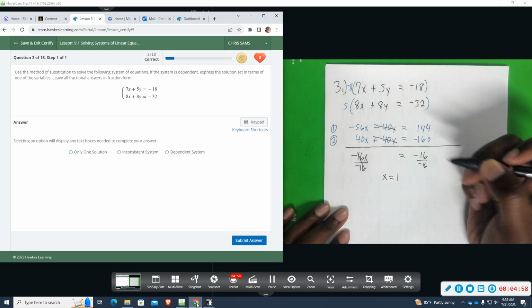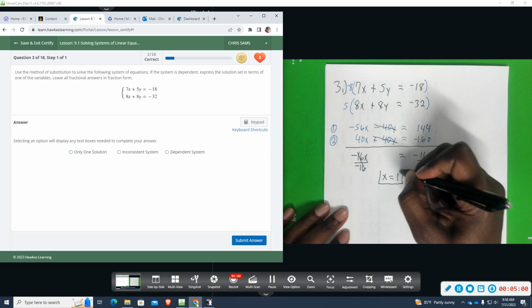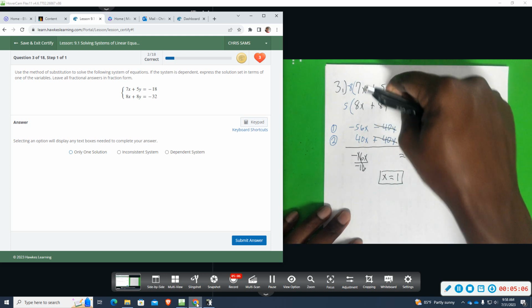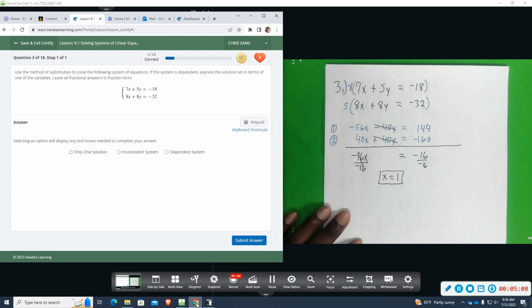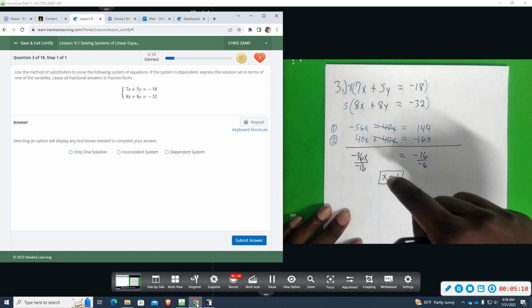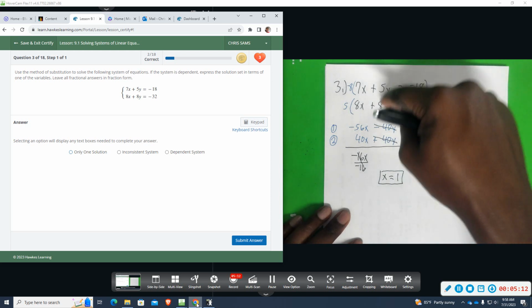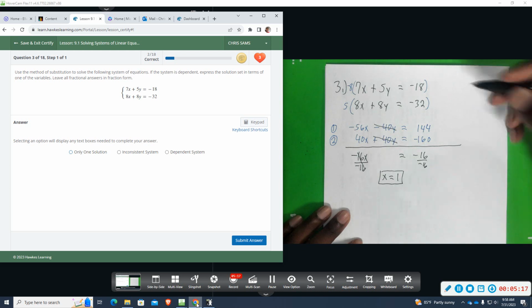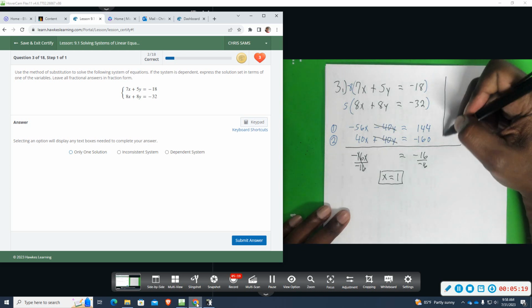Okay, once I find one of my values, I found x. I'm going to plug in x to either one of these, and that will allow me to figure out y. So I still got to do substitution. I'm going to substitute x in one of these equations. Let's just do equation number 2. It doesn't matter. You can do either or both. It should give you the same thing.